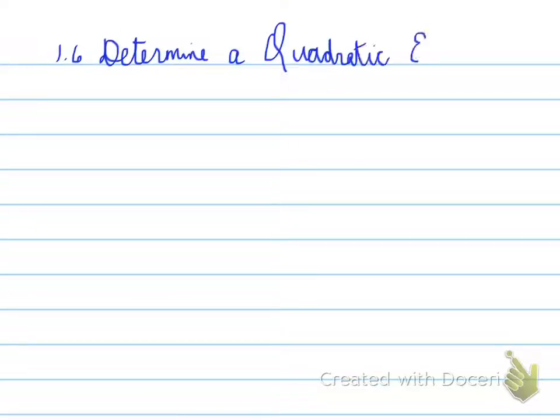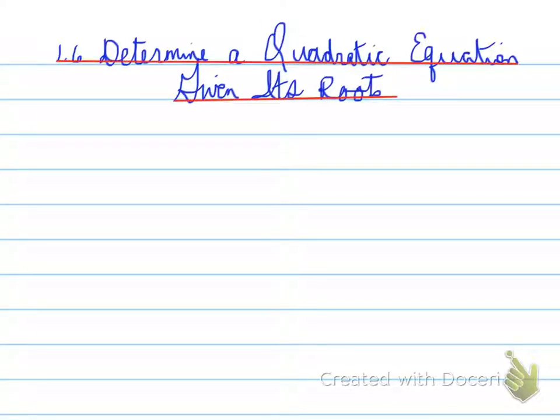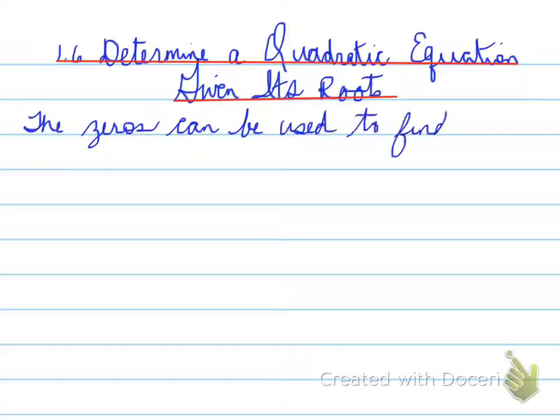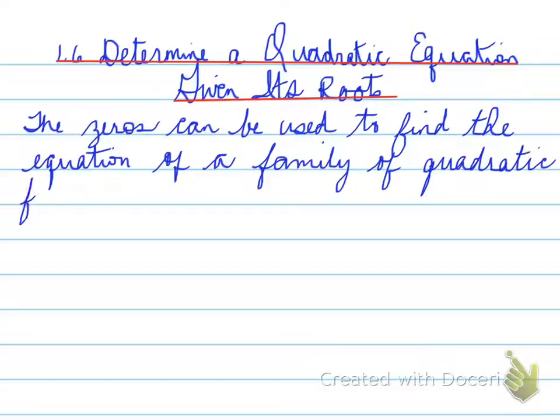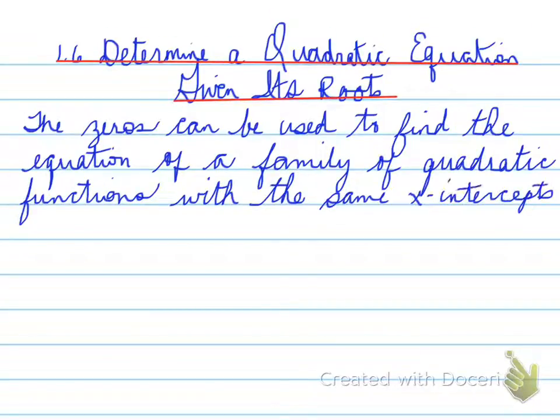1.6. Determine a quadratic equation given its roots. What we're doing here is we're going to use the zeros to be able to find the equation of a family of quadratic functions with the same x-intercepts.